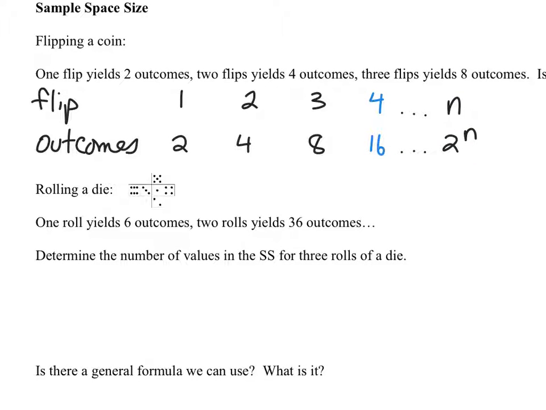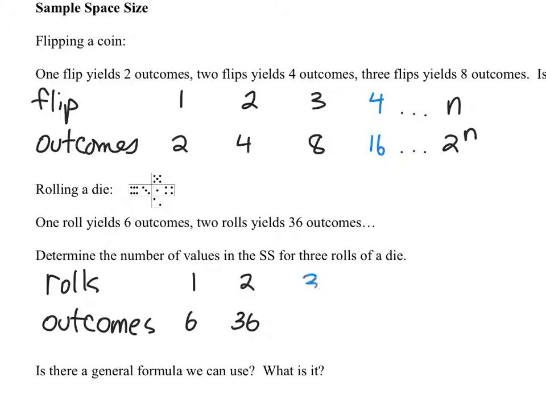So we could do the same thing with dice. This time it's rolls and outcomes. One roll gives 6 outcomes, 2 gives 36, 3 gives 216. And for n rolls, 6 to the n. 6 to the nth power.